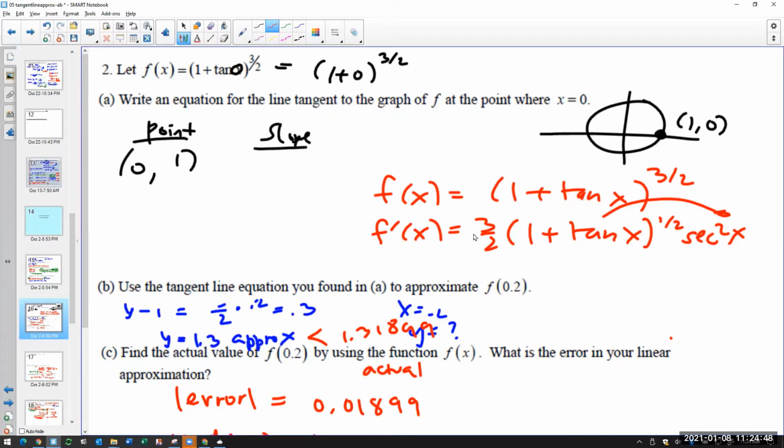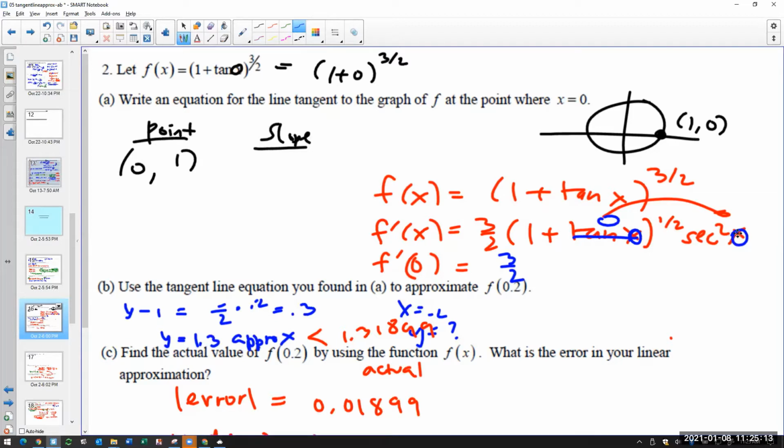Okay, but I don't want this in terms of x. This is the derivative, but I need to turn this into a number. And what I know is that everywhere there's an x, I'm going to put in 0. So you put in 0 there, and you put in a 0 here. Guys, what is tangent of 0? We figured that out up here. What was tangent of 0? 0. So all I get here is 3/2 times 1, because tangent of 0 is 0, okay?